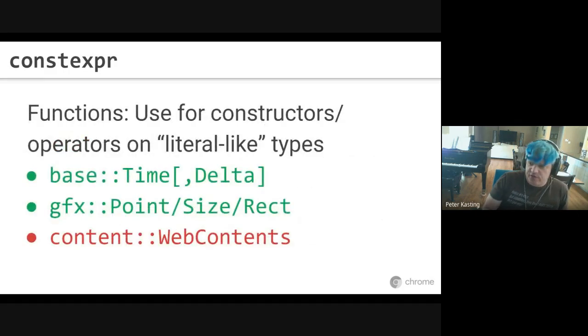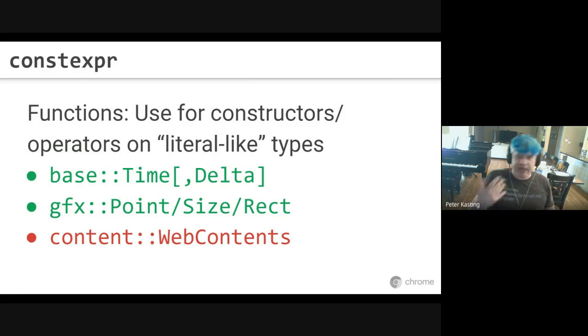On functions, it's not always a win. It's a win for constructors and operators on literal-like types. And what I mean by that are things that behave kind of like literals, like time and time delta and point and size and rect and other things where there's a quantity and a unit for that quantity and you're sticking it in something. Not something like a web contents.